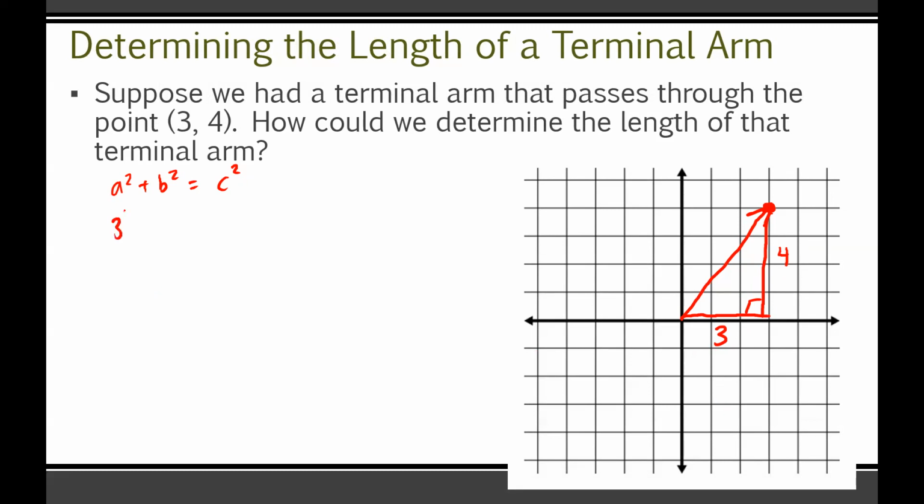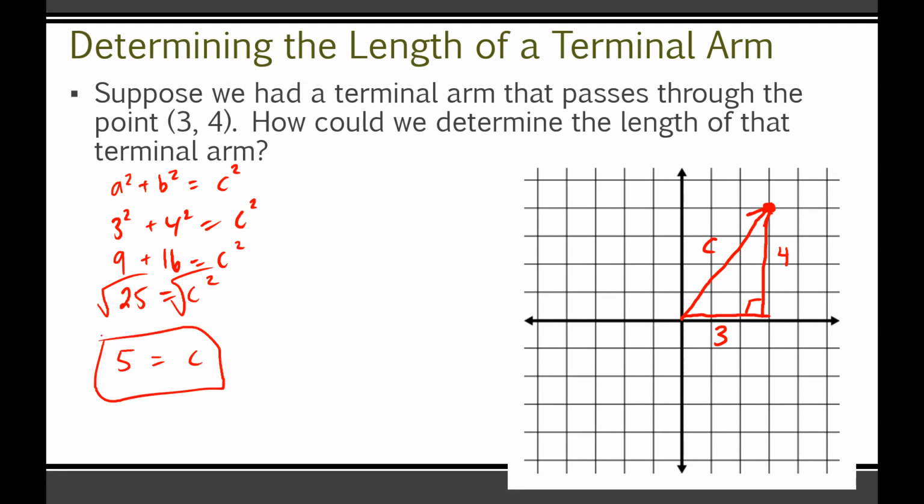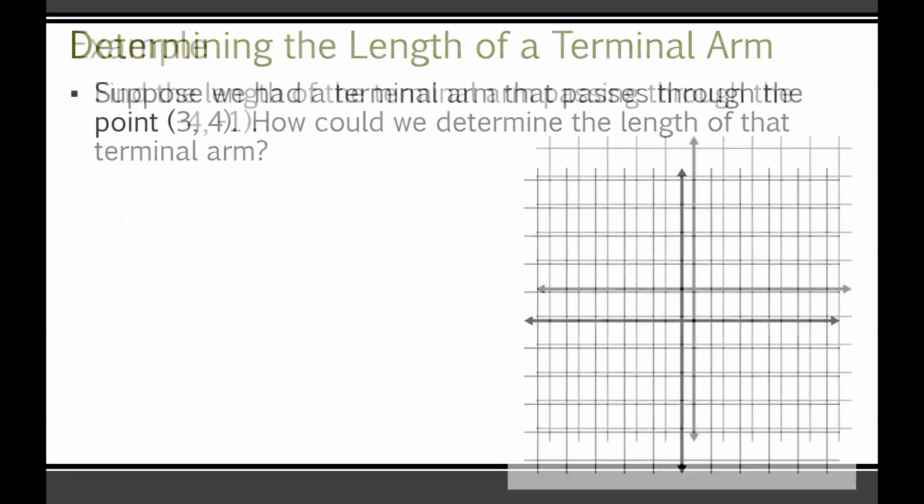So a squared will be 3 squared, b squared would be 4 squared, c squared, we'll just call that c squared. That's what we're trying to look for here. Squaring these first, we get 9 plus 16 equals c squared. That means 25 equals c squared. Long story short, square root both sides, and you're going to get 5 equals c. So in other words, the length of the terminal arm here is just 5. And to answer how could we determine that, we'll just set up a right triangle and then solve it like you usually would in previous math courses.